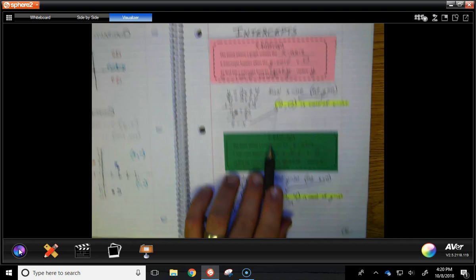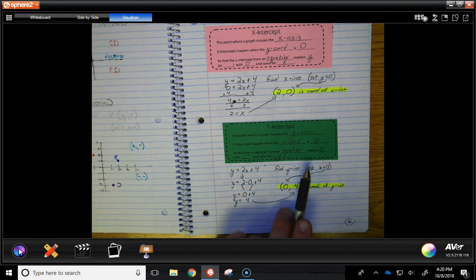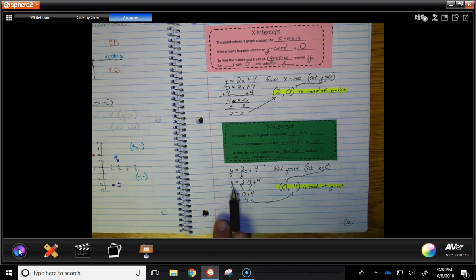For the y-intercept, it's just backwards. I set my x to 0. Same equation, so I had y equals 2x plus 4. I rewrote it as y equals 2 times 0 plus 4. And we end up with y equals 4.